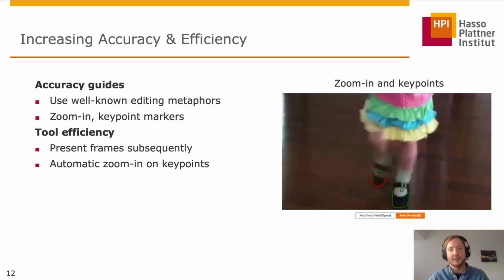So to increase the accuracy, we use well-known image editing metaphors such as panning, zooming, and scaling. And also we use key point markers as a visual guide to the current body part. To increase the tool efficiency, we present the frames subsequently, which means, for example, if there was a contact in the last frame, the worker will have an easier time identifying a contact in the current frame. Also, we automatically zoom in on key points to not have the worker zoom in on every body part every time.